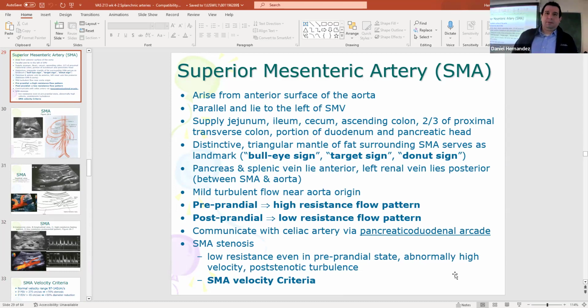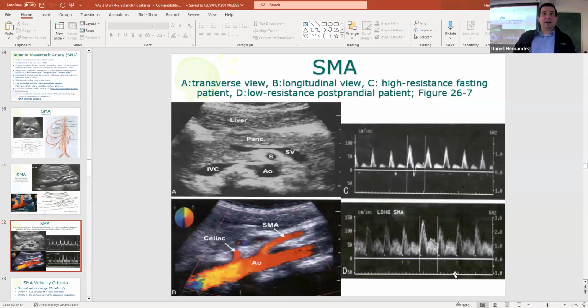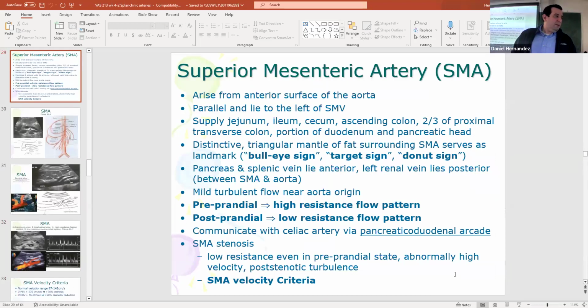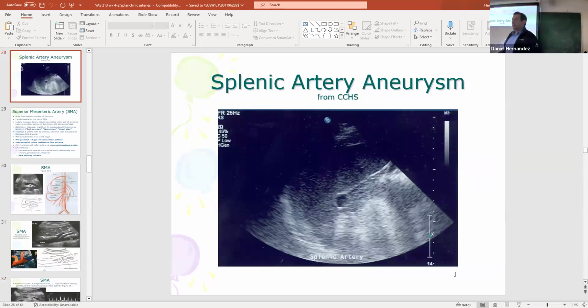The SMA and what other one? IMA, inferior mesenteric artery. They change because they feed the gut. Yeah, stomach, gut. Okay. The celiac artery, you can have more flow, so the velocity is going to go up a little bit if you eat, but the resistance shouldn't change. You shouldn't have any change in resistance.